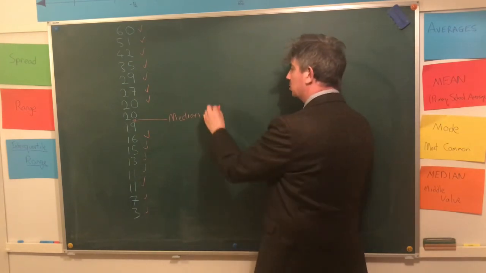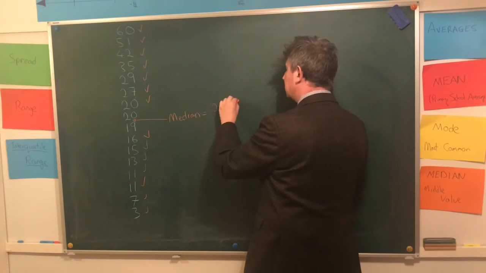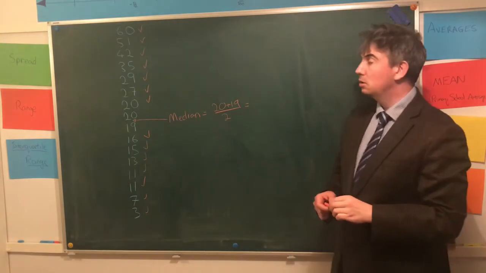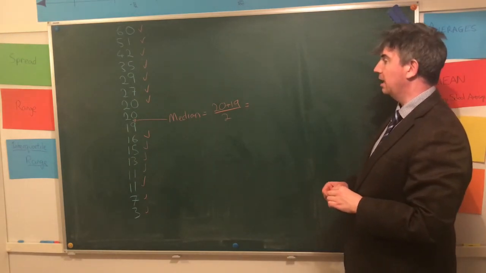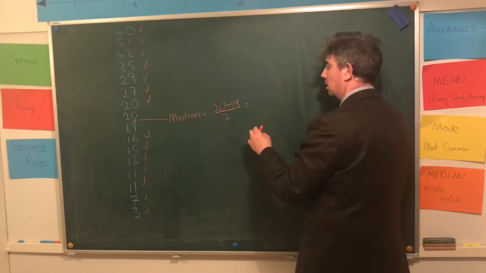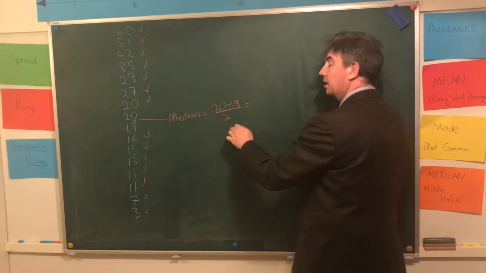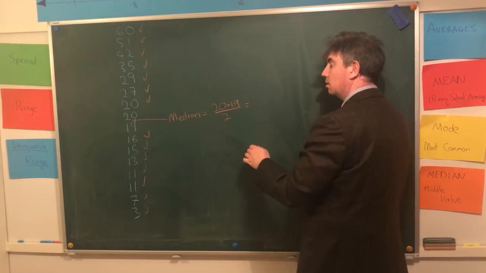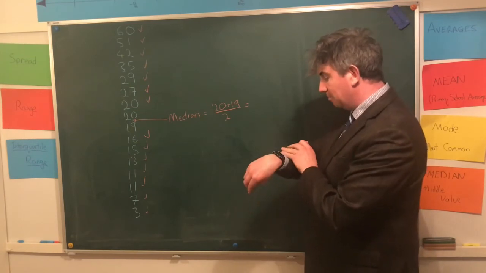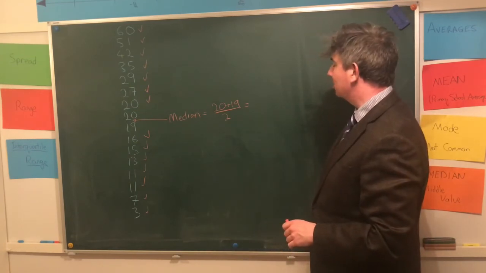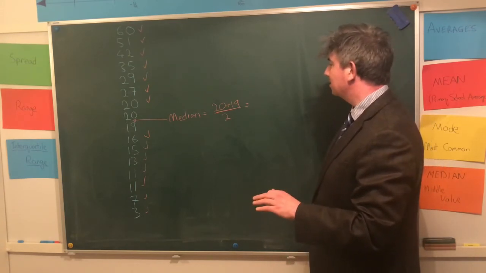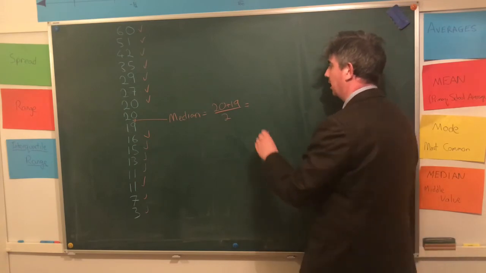So my median is equal to 20 plus 19 all over 2, which is equal to 19 and a half, is it? I think it is. Oh, sorry. It's currently 11:30 at night, so my arithmetic is going to be really poor now. 39 divided by 2 is 19.5.